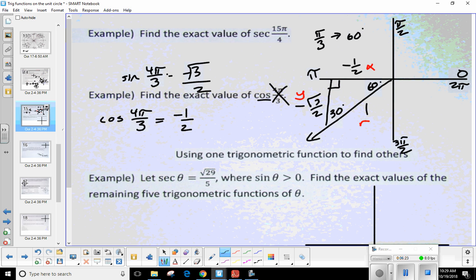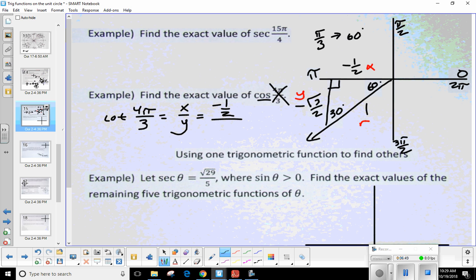Now, what if I got a little tricky? What if I said I want the cotangent of 4 pi over 3? Now, we already know what the picture looks like. We know exactly where we're at. What is cotangent's ratio? It's x over y. Okay. So I'm going to take the x value from my diagram, negative 1/2. I'm going to divide it by the y value, negative square root of 3 over 2. And then I would just use some algebra to go ahead and simplify that.